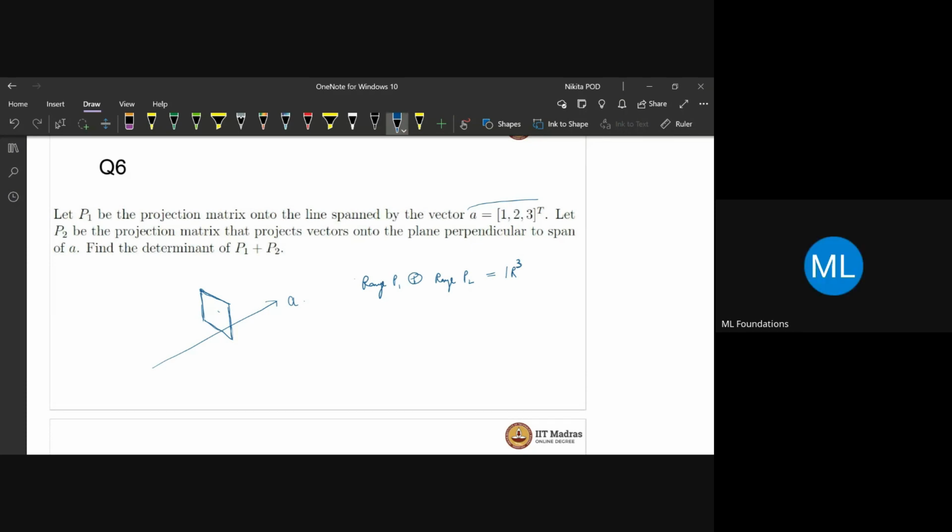Can you explain this? I didn't get it. You have seen that the null space of any matrix is perpendicular to the row space, right? This you know. So when you are projecting this X, if you take P1, let's say P1 of X, this is on this line A itself, right? So this should be X.